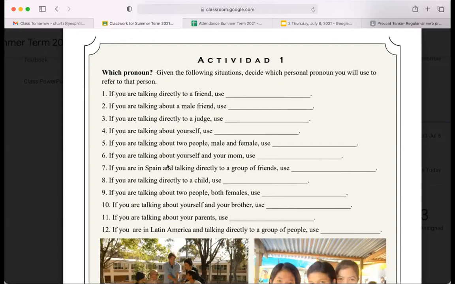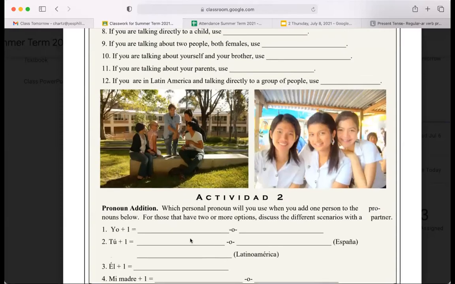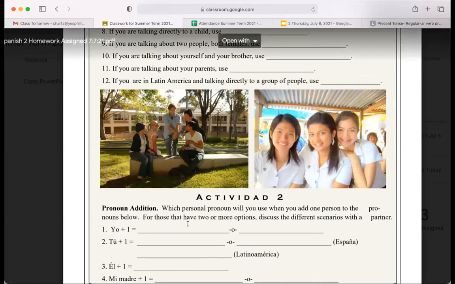And this one, it says if you're in Spain, ignore that. If you're in Latin America, both, and you're talking directly to a group of friends, they're both going to be ustedes, because we're not doing vosotros. And activity 2, don't do it. Just ignore it because I don't like it.